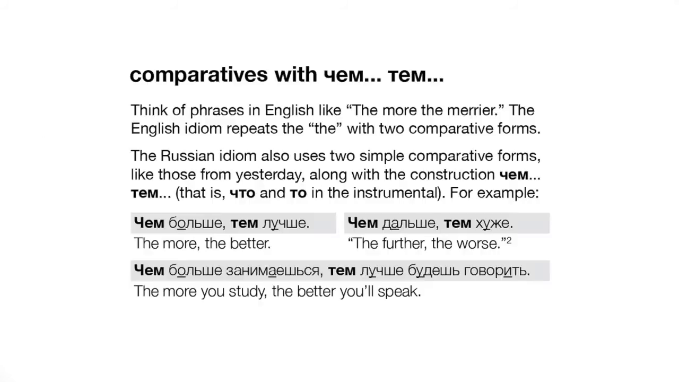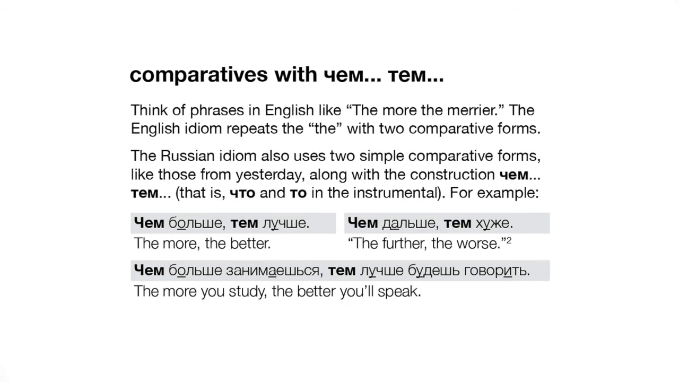Okay, a couple more details with comparatives, right? First of all, a construction чем тем means, like in English, the more the merrier, right? So basically we're using two comparatives. In Russian, we get things like чем больше, тем лучше, the more the merrier, right? And what we're really using here are the instrumental case forms of что and то. Чем дальше, тем хуже, the further, the worse, meaning the further along we get, the worse things get, right? Things keep getting worse and worse. Чем больше занимаешься, тем лучше будешь говорить. The more you study, the better you'll speak.